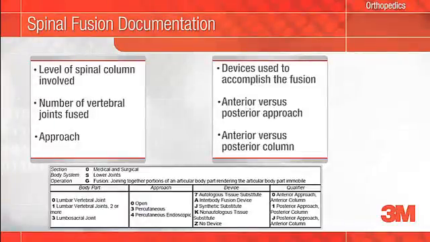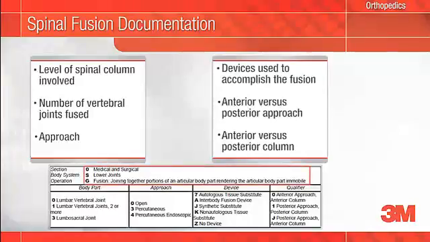The coding of spinal fusion procedures is very problematic for coders. Documentation of these procedures is sometimes inconsistent and incomplete from a coding perspective. You should precisely document the level of the spinal column involved and the number of vertebral joints fused, such as L1 to L2 and L2 to L3. The approach and devices used to accomplish the fusion, and whether it is an anterior or posterior approach, and whether the procedure is performed on the anterior or posterior column.